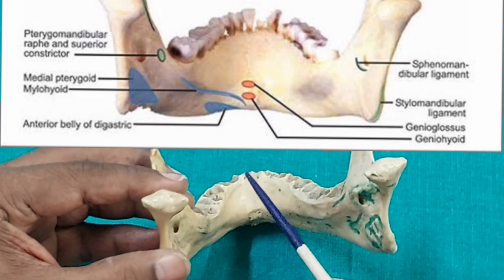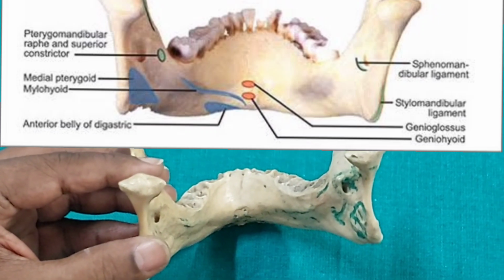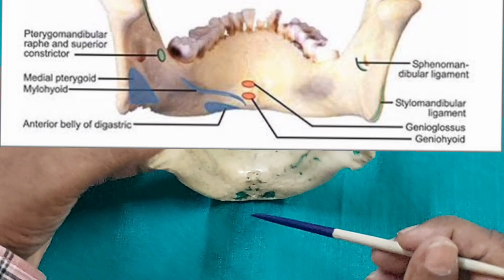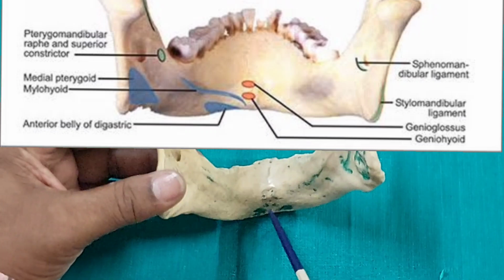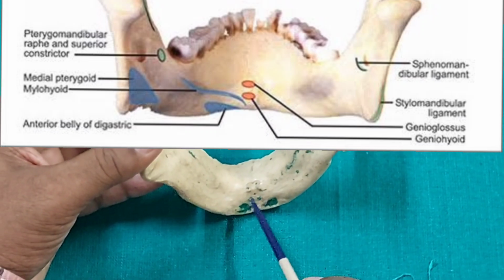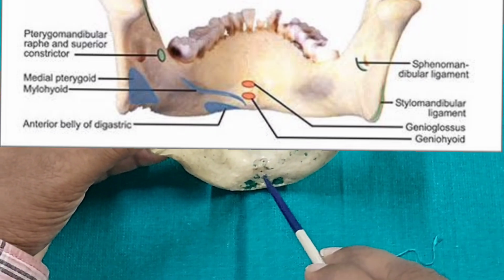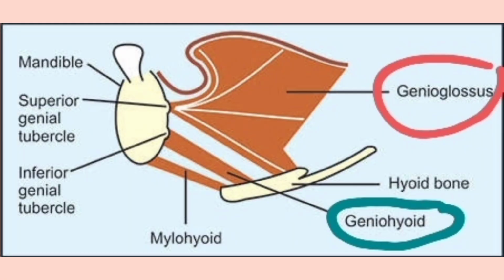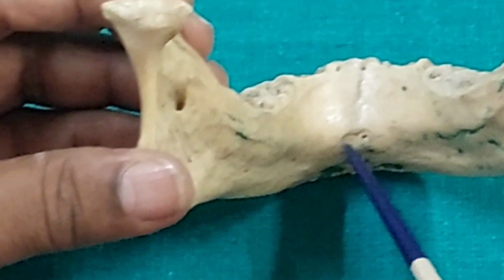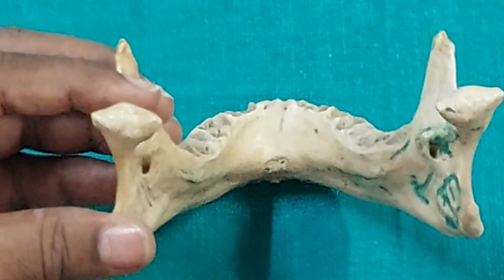Genial tubercle to tongue. Genioglossus, which is the safety muscle of the tongue, is supplied by the hypoglossal nerve. Below these 2 genial tubercles, you will get the attachment of another muscle called geniohyoid, which is supplied by the C1 nerve, which is passing along the hypoglossal nerve. And sometimes you may get one foramen above the genial tubercle called the genial foramen.